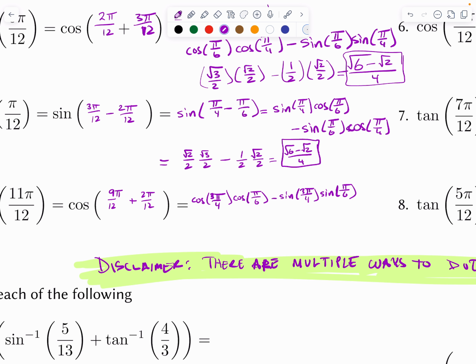And so let's see, the cosine of 3 pi over 4 is the same as the cosine of pi over 4, but it's negative. Cosine of pi over 6, radical 3 over 2. Sine of 3 pi over 4 is the same as sine of pi over 4. And this is 1/2. So this ends up being negative radical 6 minus radical 2 over 4.